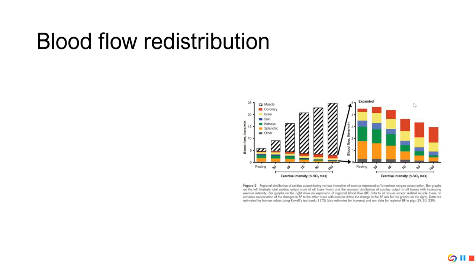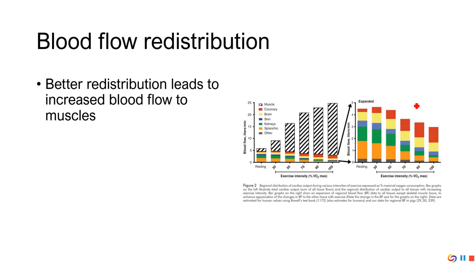So with blood flow redistribution, we want to do everything that we can to get as much blood flow to the active muscle as possible. Okay, notice kind of what changes here. So we've exploded this view out. You've got blood flow going to the muscle. This is muscle here. Notice that as we increase exercise intensity, how much blood is going to the muscle, right?